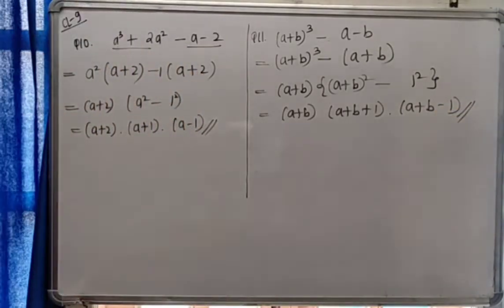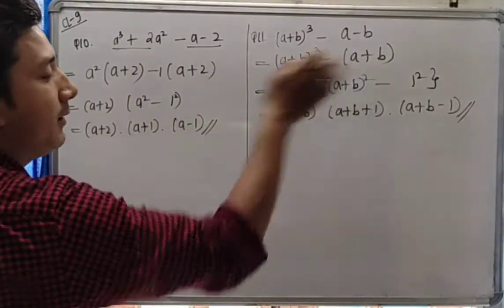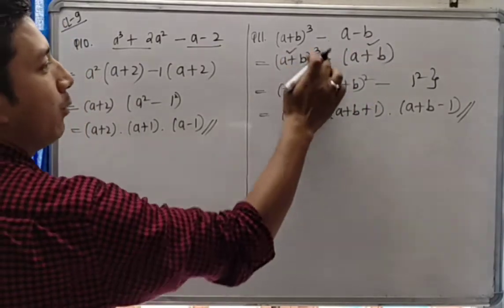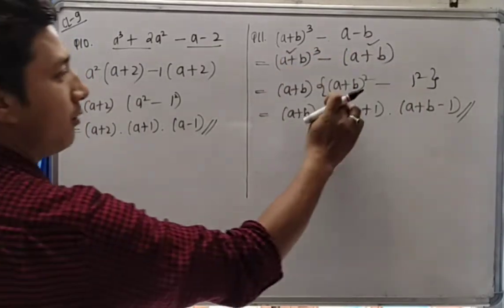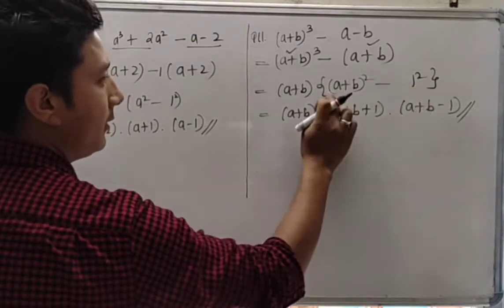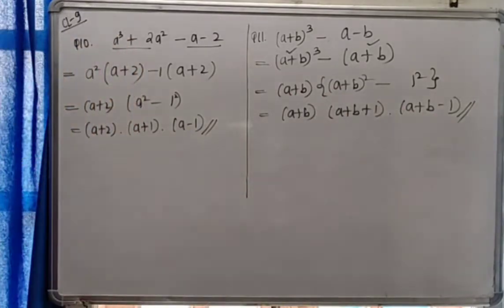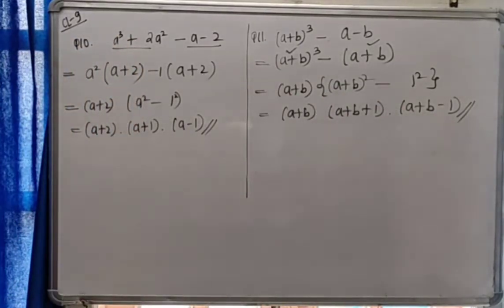I hope you are clear with this. You take minus common, you will get a plus b. Take a plus b common, which is this. So a plus b whole square minus 1. Use the formula a square minus b square. A plus b, a minus b. This is the factorized form. So please note it down, 10 and 11 also.